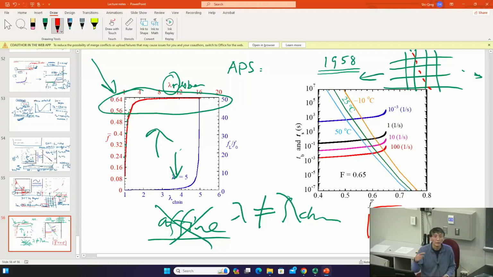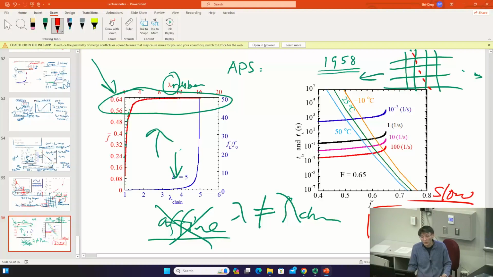Okay, let me rephrase it. When you say I break slow, when you say I break my polymer, my cross-linked rubber, in 1 minute, reaching force of 0.5, it means my bond roughly has a lifetime of a minute. Is that reasonable? Roughly.